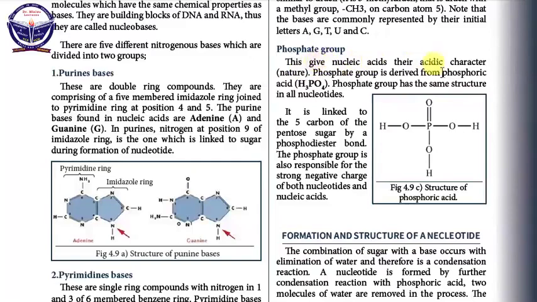So phosphate group is derived from phosphoric acid, H3PO4. Phosphate group has the same structure in all nucleotides, H3PO4. So we have phosphate there, down and oxygen, single bond, hydroxyl. It is linked to the 5 carbon of the pentose sugar by a phosphodiester bond. The phosphate group is also responsible for the strong negative charge of both nucleotides and nucleic acid.